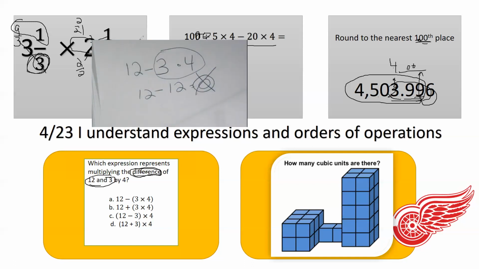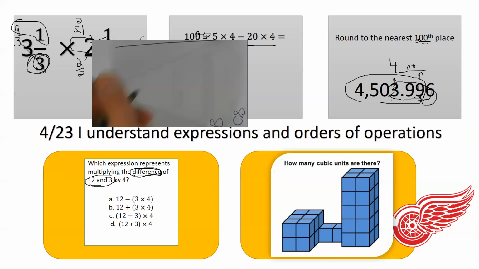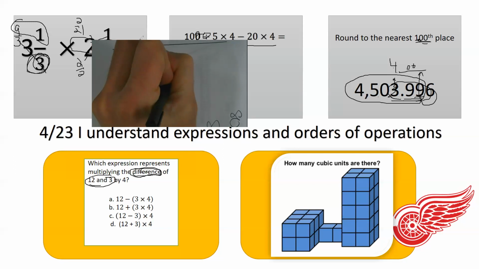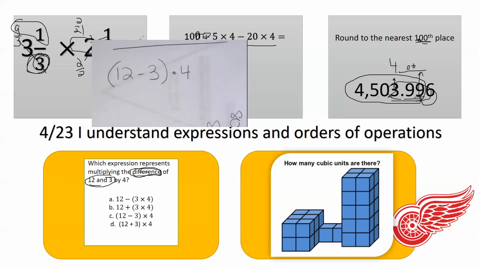So what we have to do is kind of change the problem a little bit to make sure that somebody knows that they are going to first find the difference. So instead, if you want them to first find the difference, you have to put parentheses on it, and then you're going to multiply that difference by 4. And that looks like this one right here. So you have to make sure that you add the parentheses.